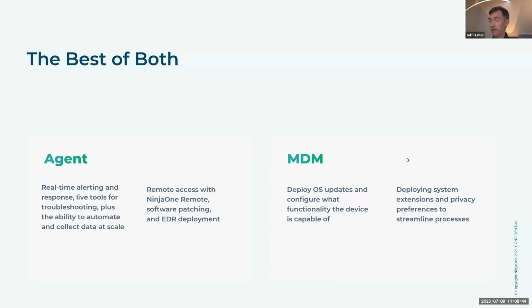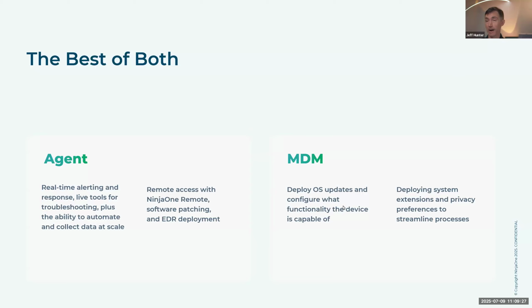And then on the MDM side of it, this gives you the ability to deploy your operating system updates, to deploy the restrictions, which determine what the device is actually able to do, or I should say, what the user is able to do on the device, and then also deploy the system extensions and privacy preferences to streamline the deployment process. I'm sure many of you have seen that there's any number of permissions that a user might be prompted for in order to allow something like CrowdStrike or SentinelOne or any other number of tools or applications, and the user will need to go ahead and accept those manually. And so MDM allows you to sidestep many of those prompts to the end user and create a more frictionless experience for your users.